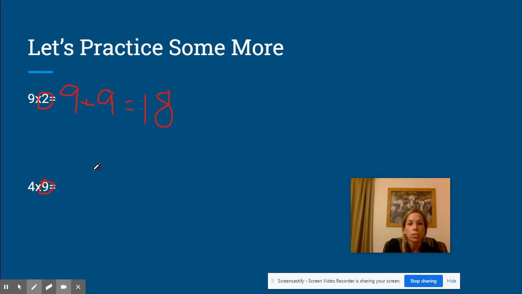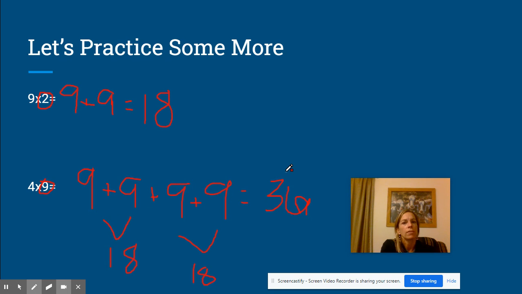In order to solve this one, I think what I'm going to do is use what's from above. I'm going to do 9 plus 9 plus 9 plus 9, because I know that this really represents 4 groups of 9. I know that those two equal 18. I know that those two equal 18. And I have to add those two together and you get 36. Now, boys and girls, that was a very fast way that I solved that. I just wanted to show you some different methods.